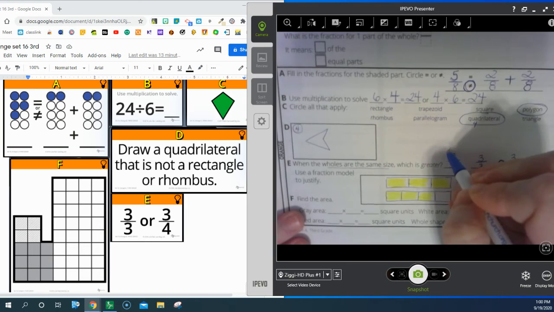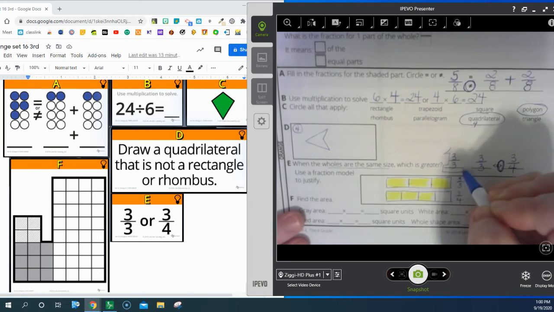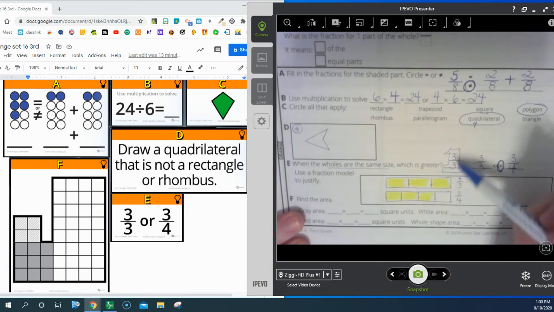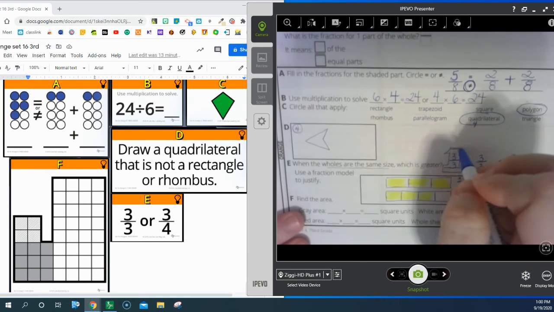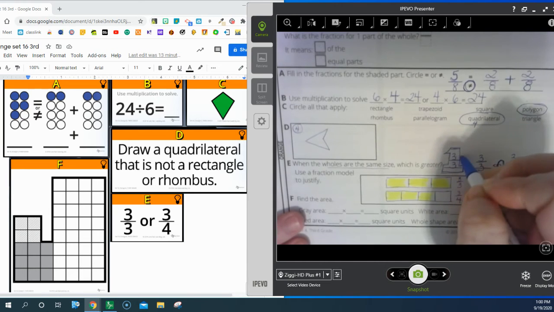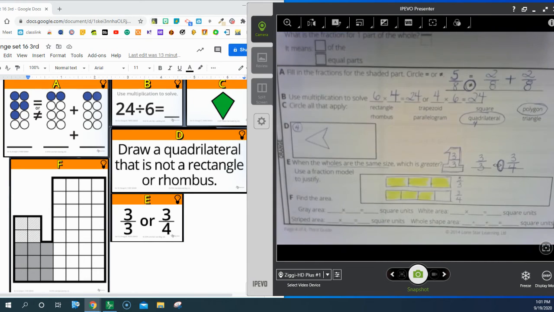Okay, I always like to remind students that when the whole thing is shaded, the numerator and the denominator are the same. That is actually one whole. So I teach my kids to draw a big number 1 around it because that is one whole.